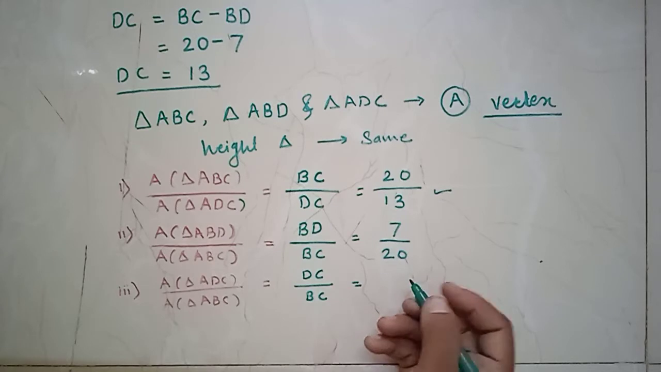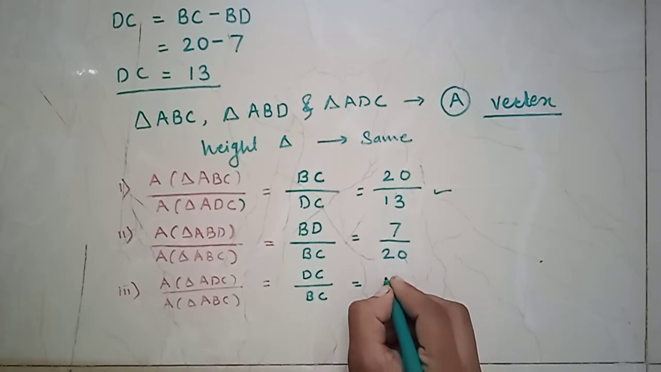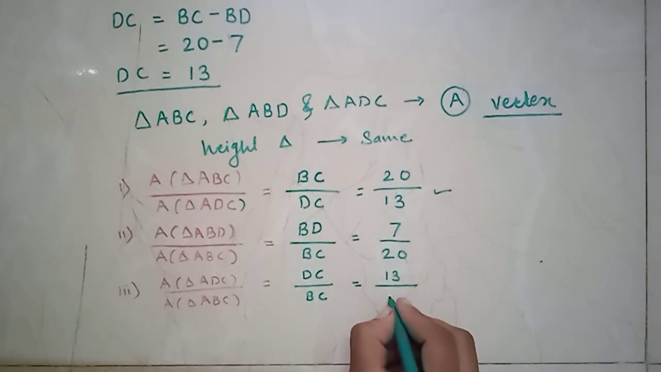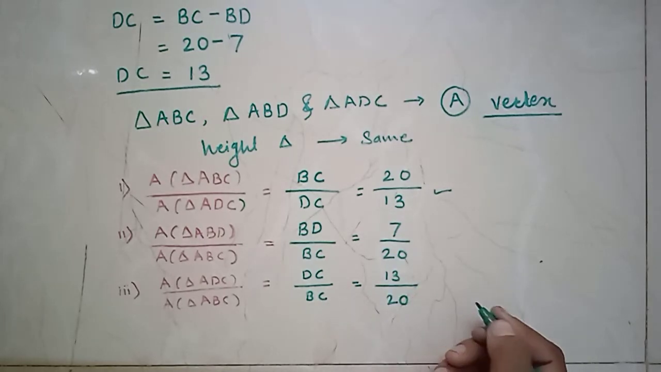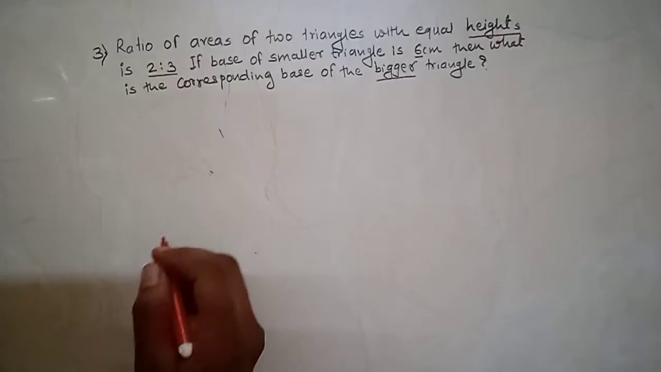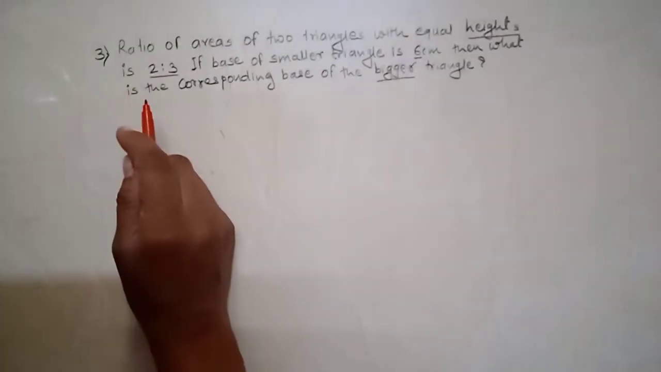So DC is equal to 13 upon BC is equal to 20. Okay, these are our ratios. Got it? सो आपको क्या करना है, पहले जो बेस है वो निकालना है, और जब हाइट सेम होती है तो आपका जो आंसर है, जो एरियाज है निकालने का रेशो है, वो किसके ऊपर डिपेंड रहता है, बेस के ऊपर डिपेंड रहता है. ओके फ्रेंड्स, टेक डाउन द थर्ड क्वेश्चन.